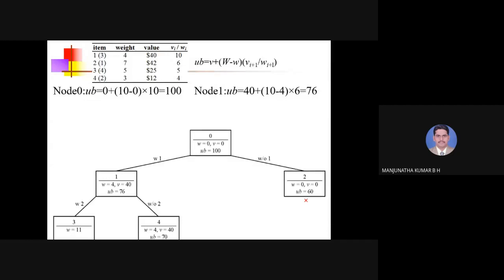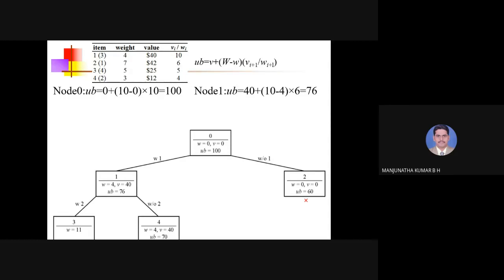Now construct node 2. Node 2 is coming because of not placing item 1, that is, without item 1. Okay, now what is W? W remains 0 because its root value is also 0. It still remains 0 because I am not placing the first item, and value remains 0. Now calculate the upper bound.